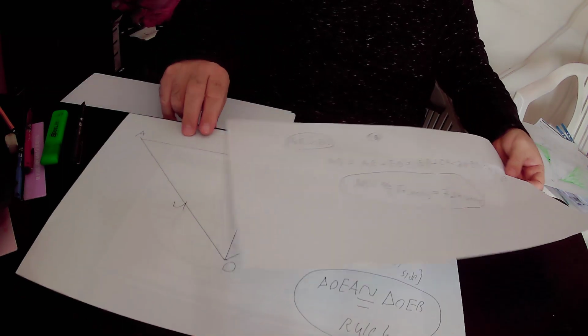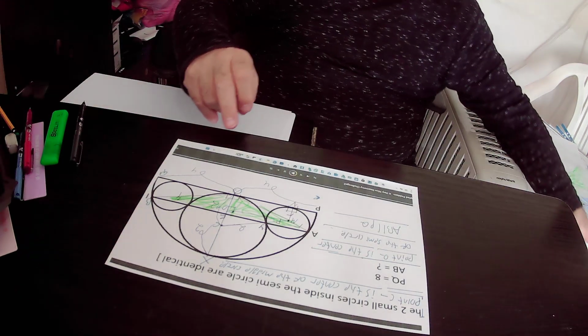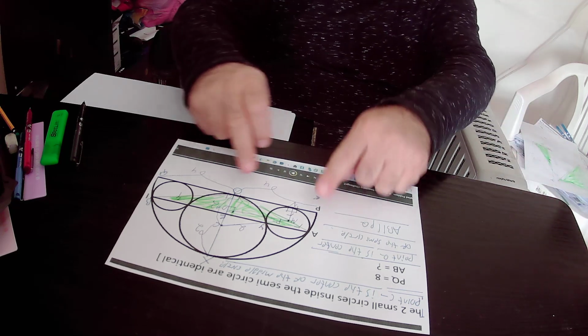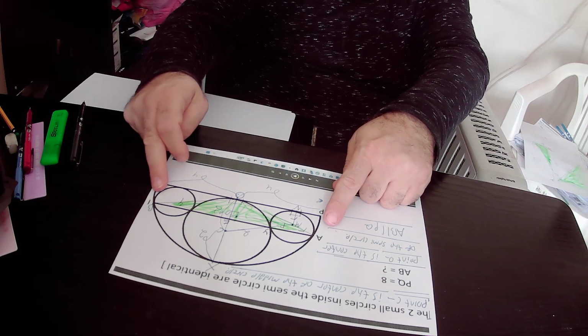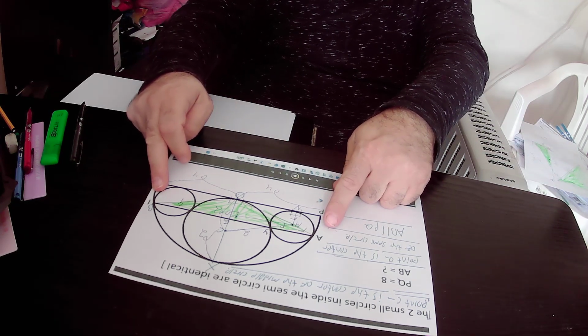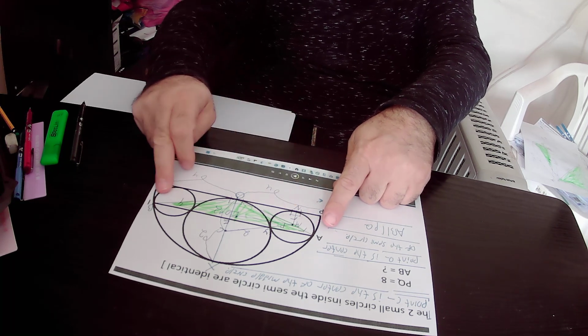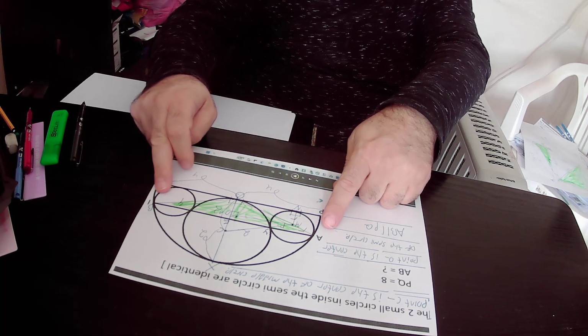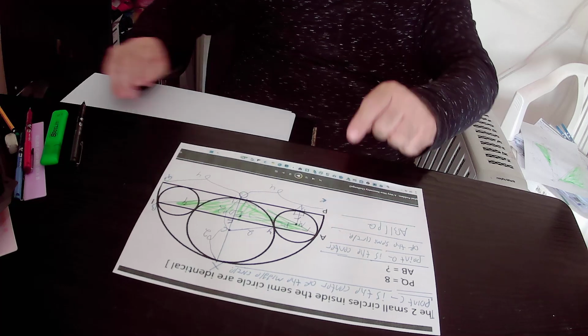I will repeat again. The length of chord AB equals either 16 over 3 times the square root of 2 units, or in terms of numbers, the length of chord AB equals 7.54 units. Okay, thank you very much.